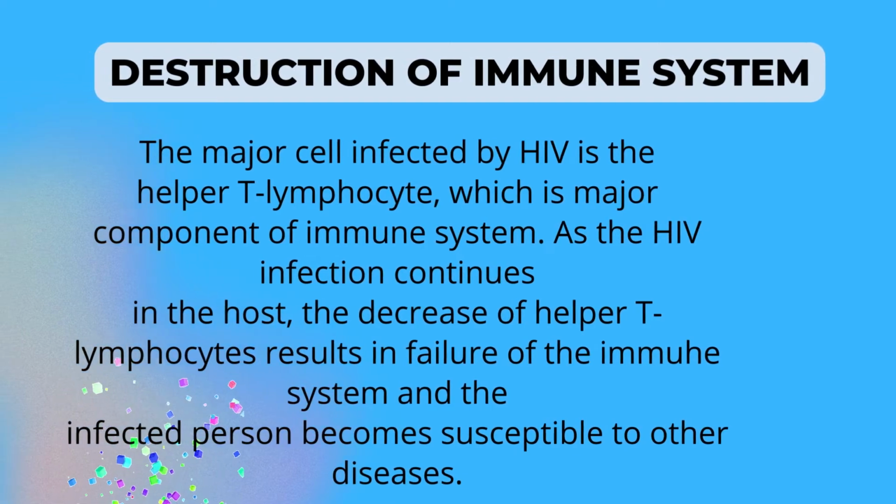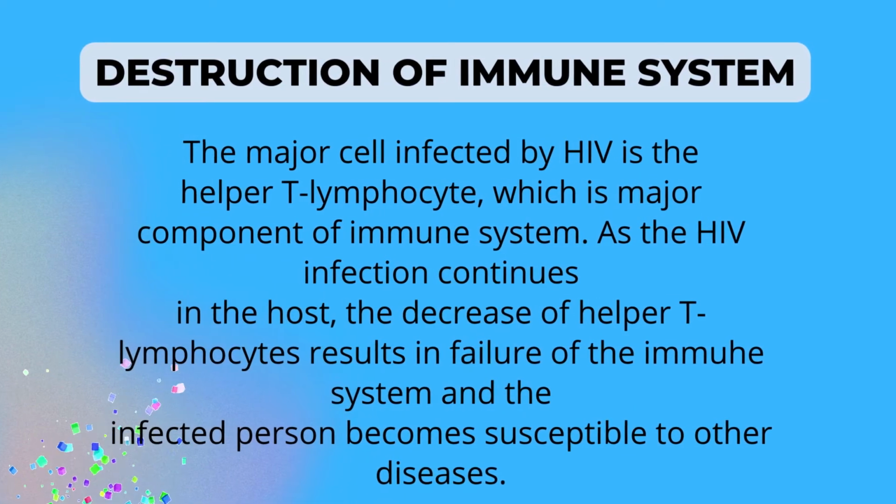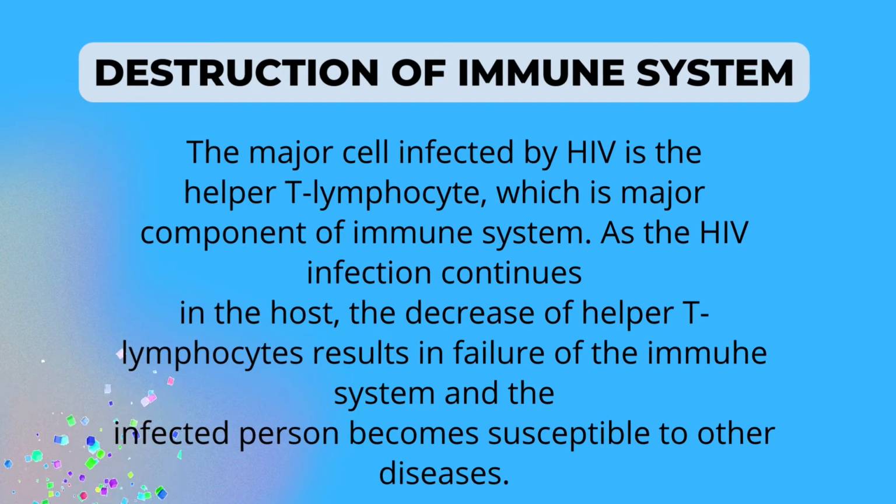In AIDS, basically, the immune system is destroyed by HIV. How is the immune system destroyed? The major cell infected by HIV is the helper T lymphocyte. T lymphocyte is a white blood cell which is a major component of our immune system. As the HIV infection continues in the host, the decrease of helper T lymphocytes results in failure of the immune system, and the infected person becomes susceptible to other diseases.